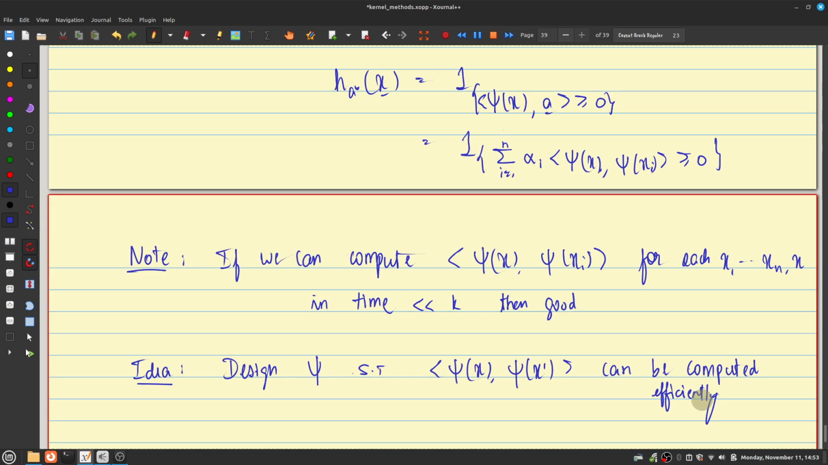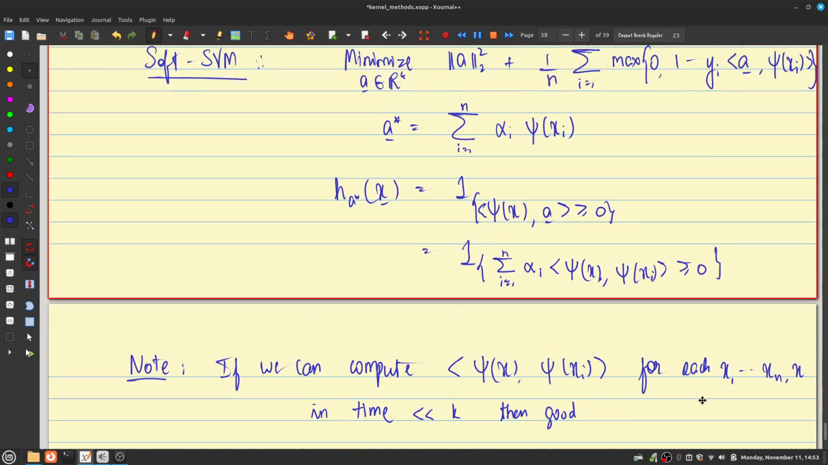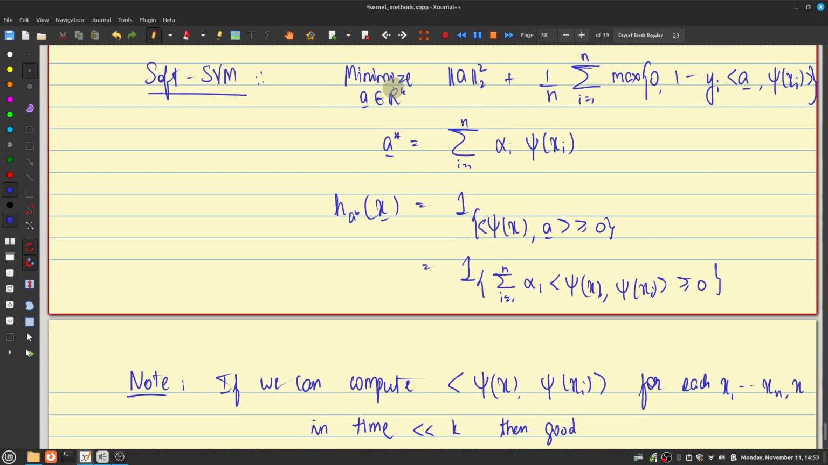And in fact, I'll be more ambitious. I won't simply restrict myself to k-dimensional spaces. I may want to embed it in, let's say, an infinite dimensional space. For instance, if I want to design a polynomial classifier where I'm looking at the space of all possible polynomials of all possible degrees, I still want to be able to do it efficiently.